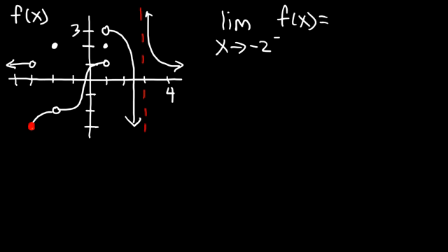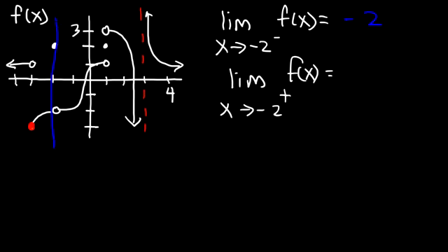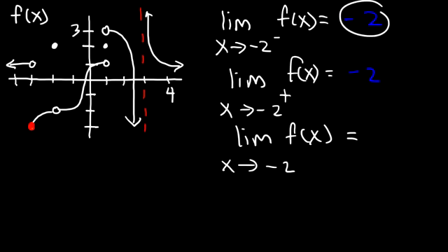So identify the vertical line at negative 2. So we want to approach that line from the left side. So notice that the y value is negative 2. So what is the limit as x approaches negative 2 from the right side? So this time, we want to approach the vertical line from the right, and it points to the same value, negative 2. So therefore, the limit as x approaches negative 2 from either side does exist, because these two match. So therefore, it's going to be negative 2.